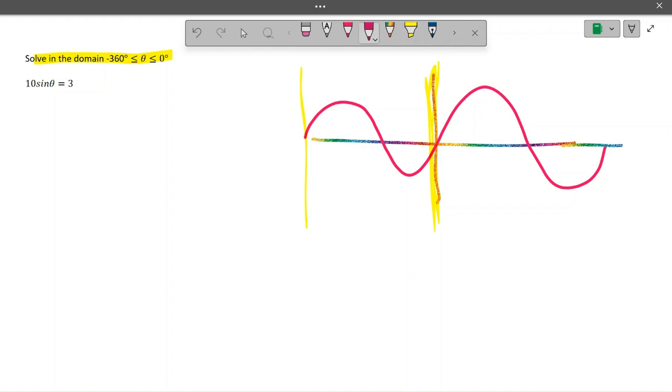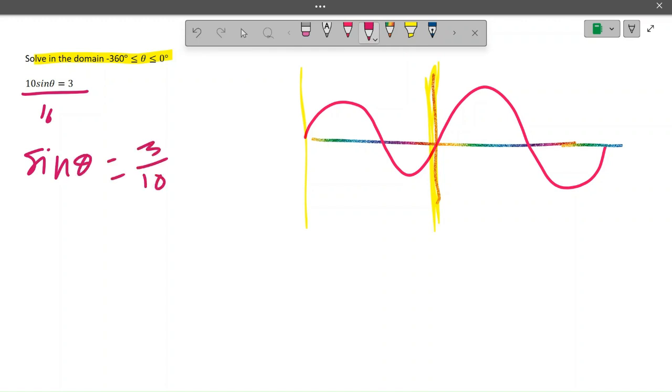The other thing I'm noticing is that my amplitude is 10. So that means that the highest point, or the maximum point, on my graph is 10, and my minimum point is negative 10. 3 falls between that. Now we're just going to proceed the way we always have. I'm dividing by 10 on both sides. When I do that, I get the sine of theta equals 3/10.